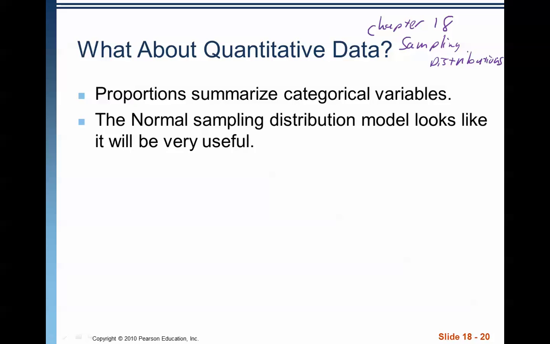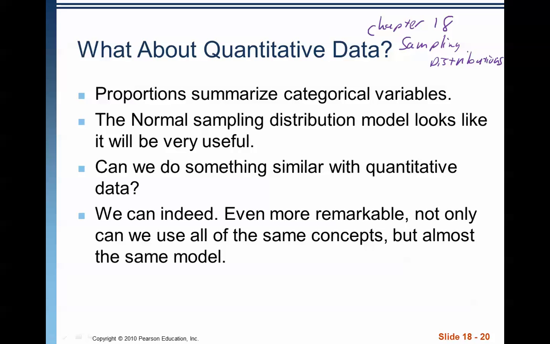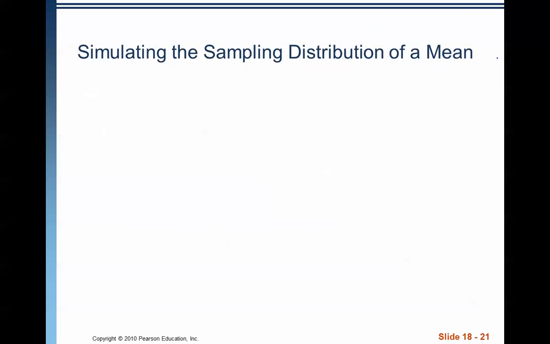So the question here is, what about quantitative data, right? The normal sampling distribution model is very useful. We want to be able to use it for quantitative data as well, and it turns out we can. Remarkably, the model that you use for the categorical data is extremely similar to what you'll use for the quantitative data. It's almost the exact same model.